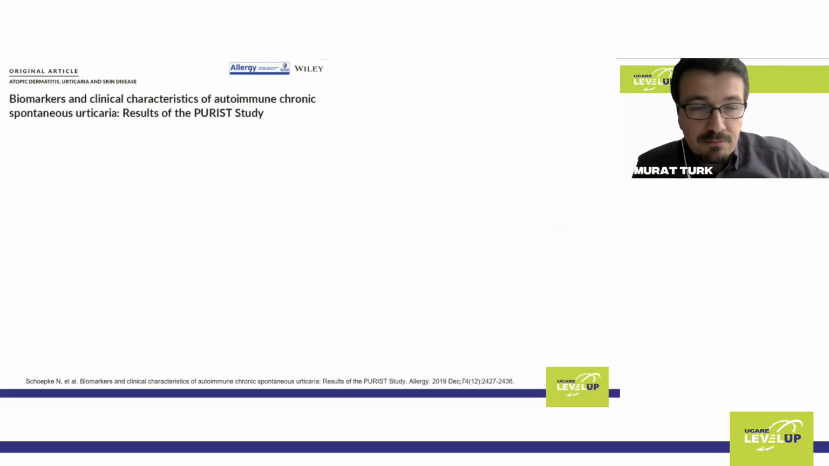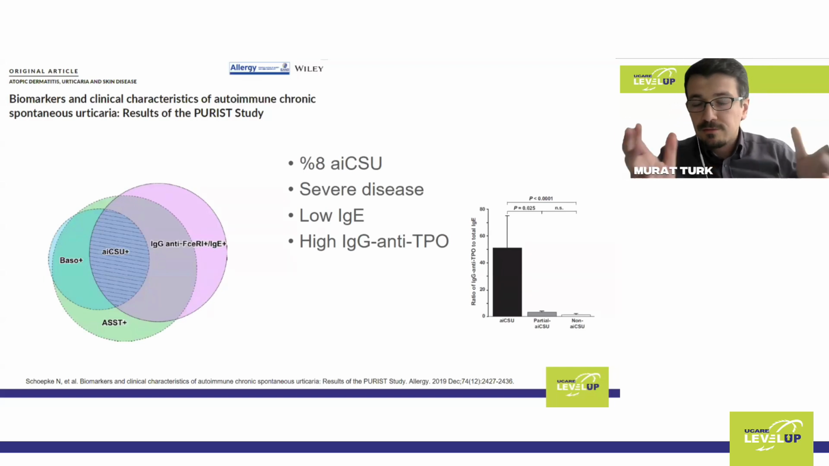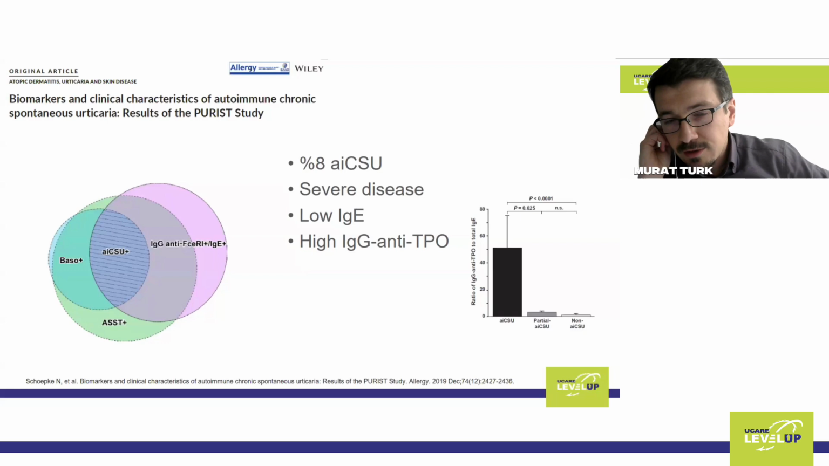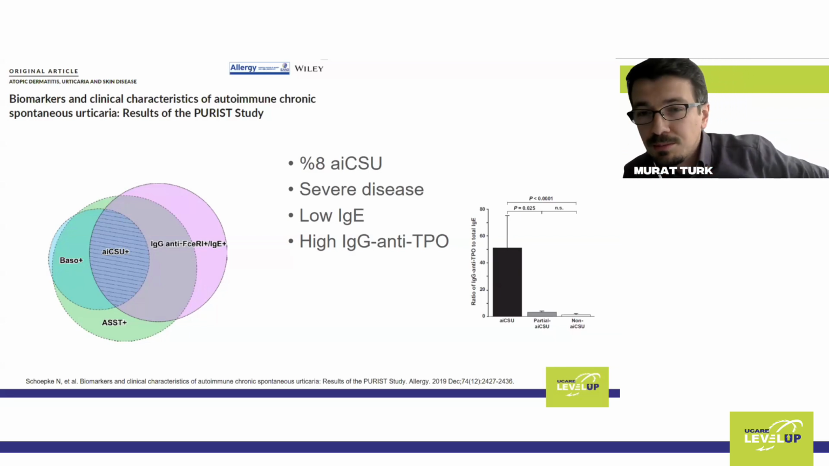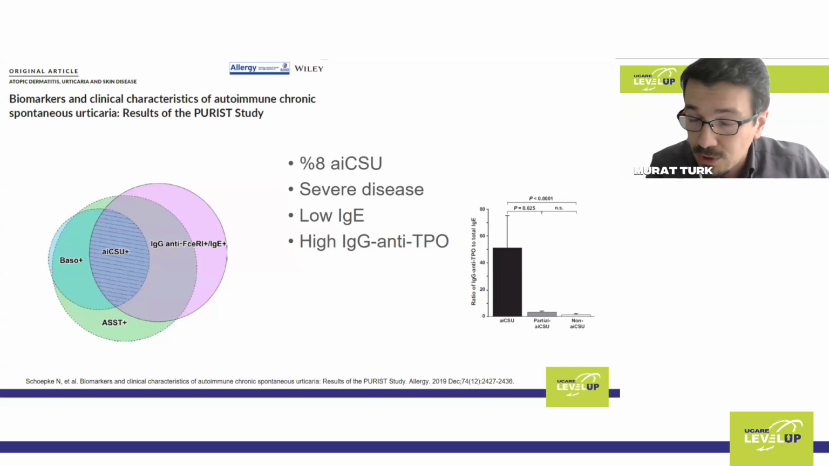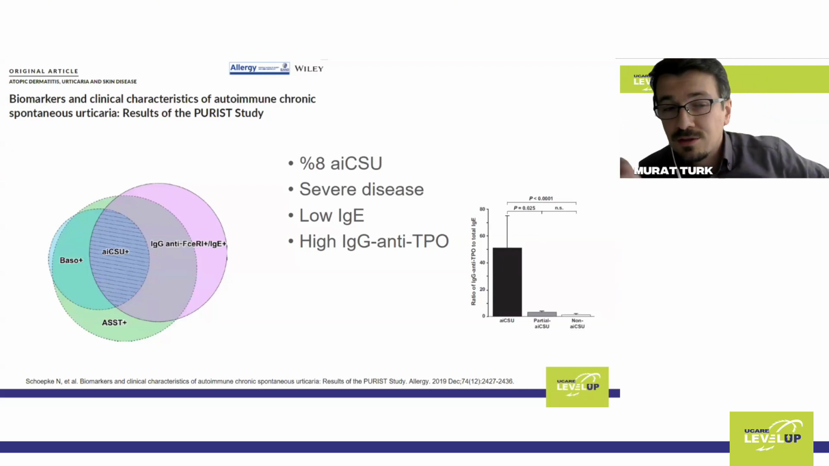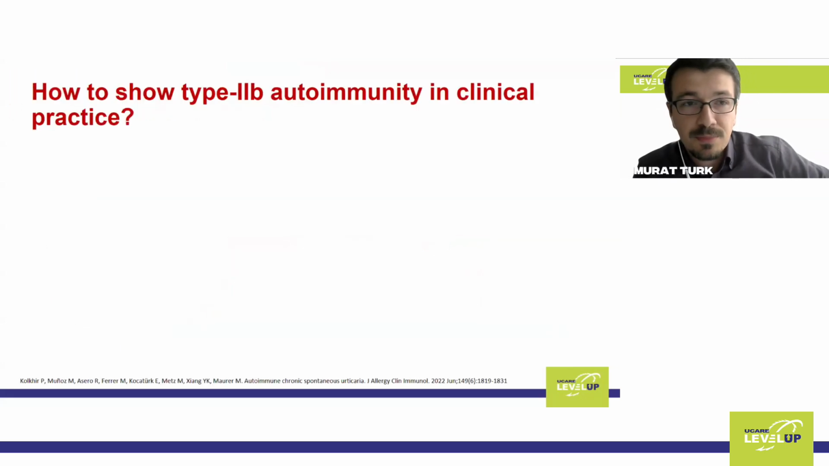This is a quite highly ranked, highly cited paper. We all know, thank God, these patients are not a quite high proportion. The ones with only type 2b phenotypes are a quite lower proportion of our patients, like 8% of the patients with chronic spontaneous urticaria have only the autoimmune endotype. These are the ones with more severe disease. These are the ones with low IgE levels, and these are the ones with high IgG anti-TPO levels.